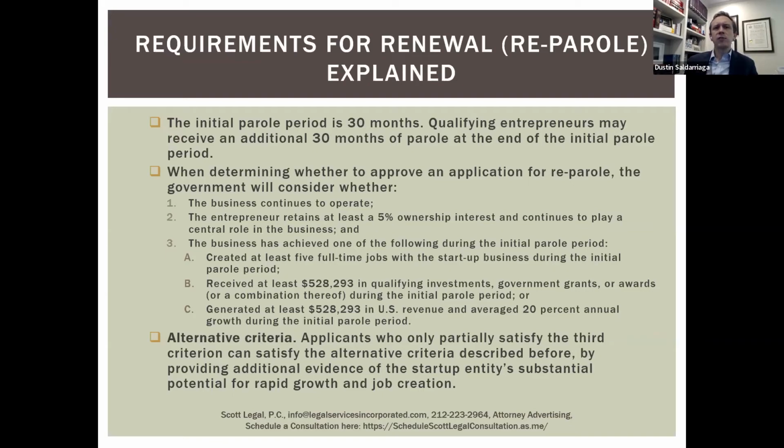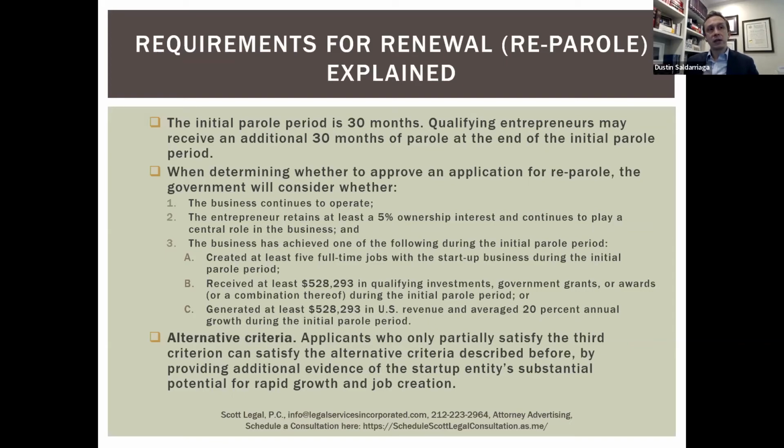The requirements are very similar to the ones for initial parole. First, the government is going to make sure the business continues to operate, which makes sense. If the business doesn't operate, the individual is not going to be eligible for IEP. The second requirement: the entrepreneur must retain at least 5% ownership interest in the business, and they must continue to play a central role in the business. They must be active. They can't be passive.